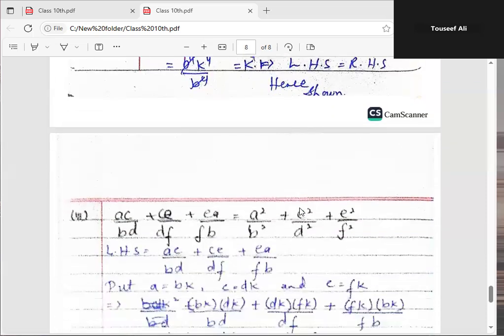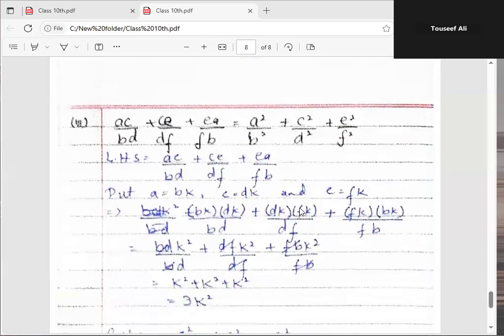Now the next question is part number 3. Here we have AC divided by BD plus CE divided by DF plus EA divided by FB equals A square divided by B square plus C square divided by D square plus E square divided by F square.